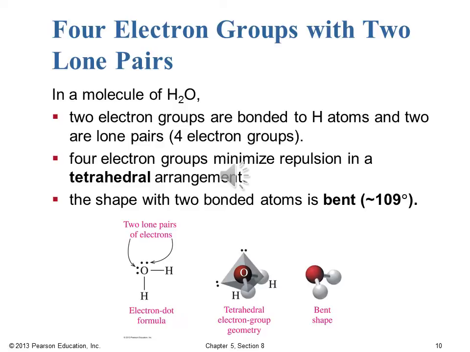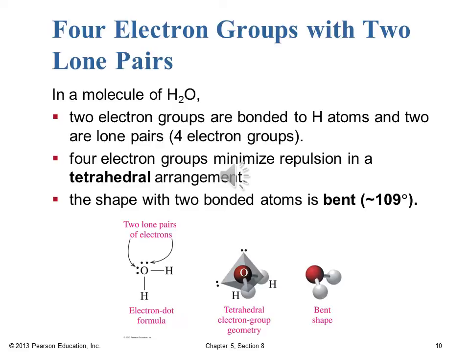And what if we have still 4 electron groups, but now 2 lone pairs? So this gives us our good friend, the water molecule, good old H2O. So in the case of H2O, we have 2 electron groups, which are HO bonds, and then 2 lone pairs.